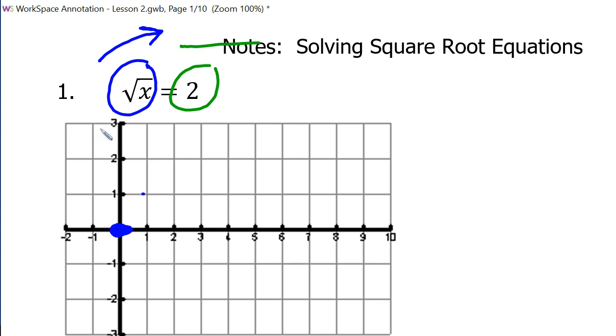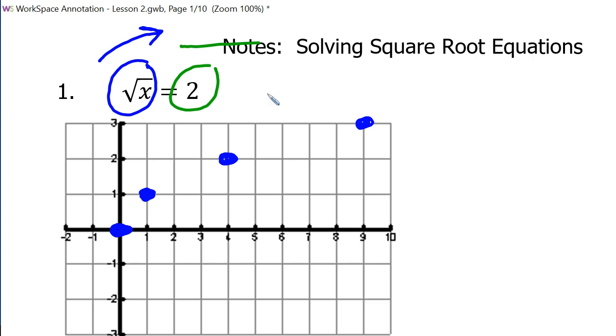After 1, what's the next perfect square? 4. So go to the right 4. Square root of 4 is 2, so over 4, up 2. After 4, the next perfect square would be 9, and the square root of 9 is 3. So right 9, up 3. I need you to focus for me. So that's the left side.